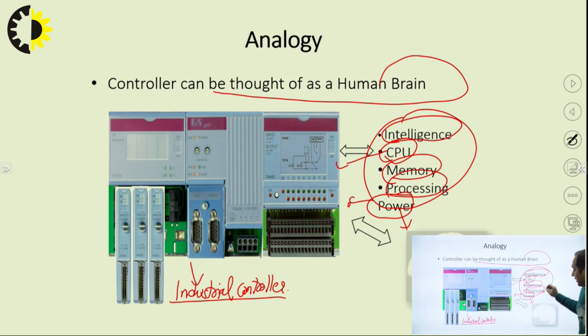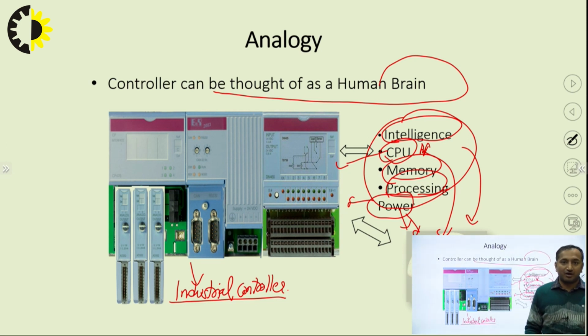If you compare it with our brain, essentially our brain has all of these functions. It is intelligent, and our brain can be compared with a CPU. It has memory, in which we store events. It processes things, and it requires power. As we eat different food, it gives our brain power.